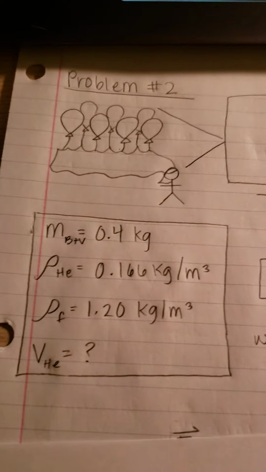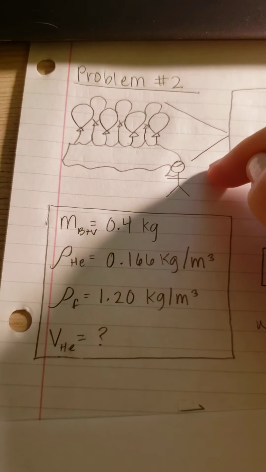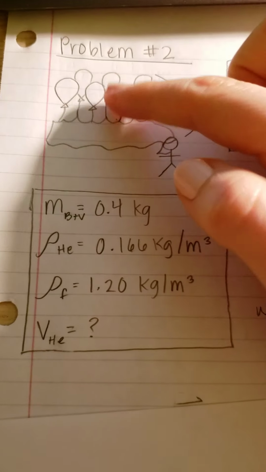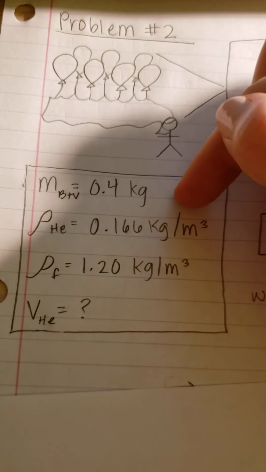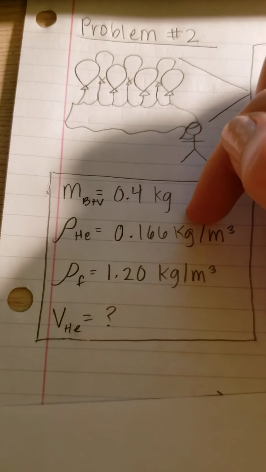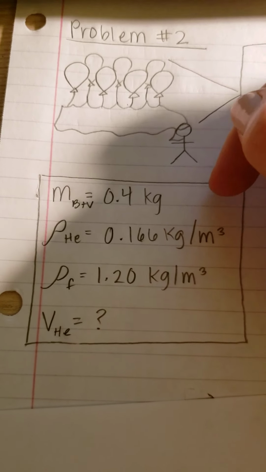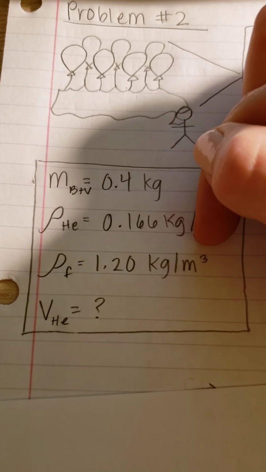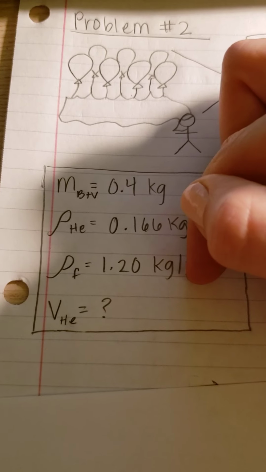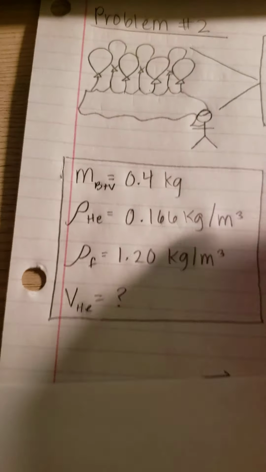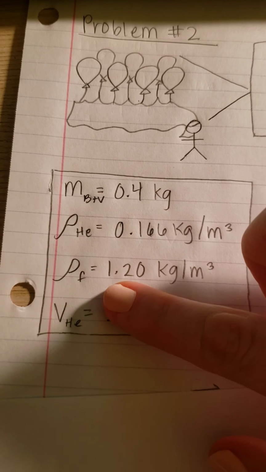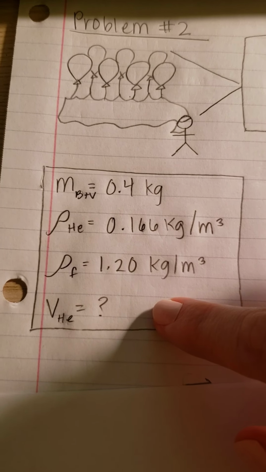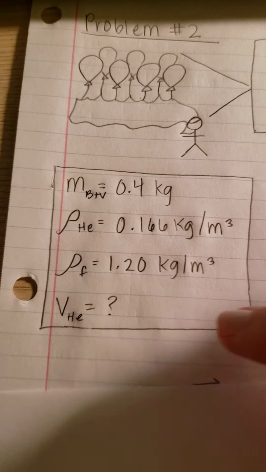Okay, so I've gone ahead and drawn out my little version of their picture here with the balloons holding up the veil and written out our variables given. So we have the mass of the balloons plus the veil equal to 0.4 kilograms. We have the density of helium. We have the density of the fluid, which is the air. So I've labeled the density of air as the density of the fluid. And then they want us to find the volume of the helium.